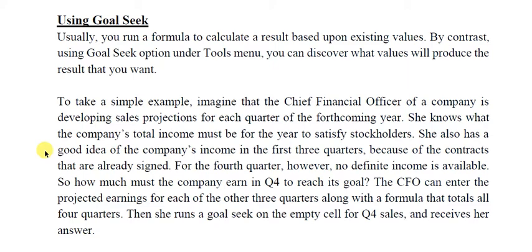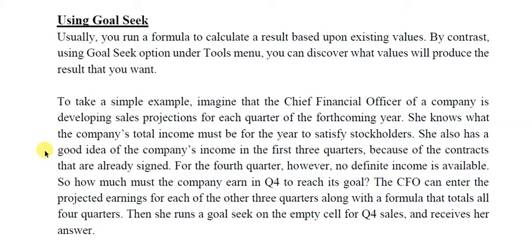Here is a simple example for you to understand it. Suppose the chief financial officer of a company is developing sales projections for each quarter of the forthcoming year. अगले जो साल आने वाला है उसके लिए चारों क्वार्टर्स के लिए वो एक सेल्स प्रोजेक्शन बना रहे हैं. She knows what the company's total income must be. तो उनको पता है कि टोटल इनकम इतनी तो होनी ही चाहिए मिनिमम. और उसको ये भी आइडिया है कि पहले 3 क्वार्टर्स में क्या इनकम रही है, क्योंकि कॉन्ट्रैक्ट पहले साइन हो चुके होंगे उसके हिसाब से.